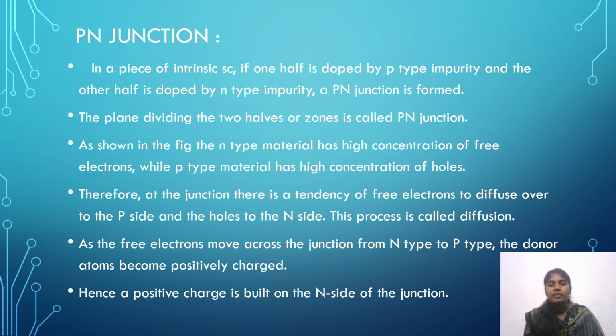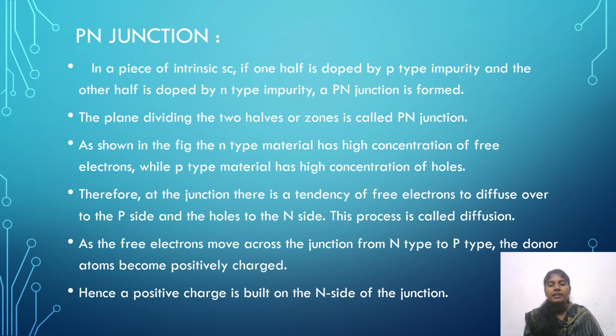In a piece of intrinsic semiconductor, if one half is doped with p-type impurities and the other half is doped with n-type impurities, the PN junction is formed. The plane dividing the two halves or zones is called the PN junction.